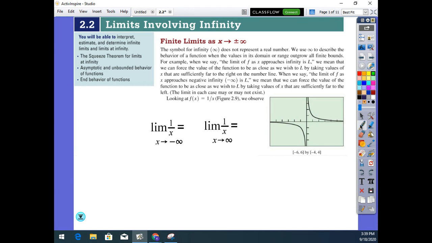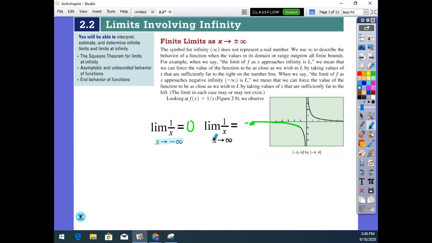Now what's really, really important is that you have to first pay attention to not only the graph, you have to have the graph. Where is x going towards? If I trace this, x goes to negative infinity. I'm tracing it all the way to the left. What y value are we getting closer to every single time? We're getting closer to 0.